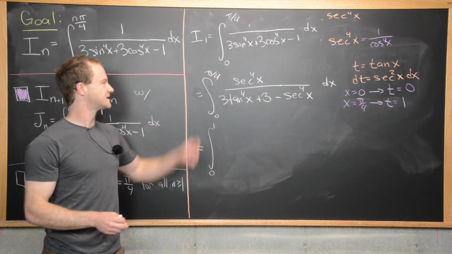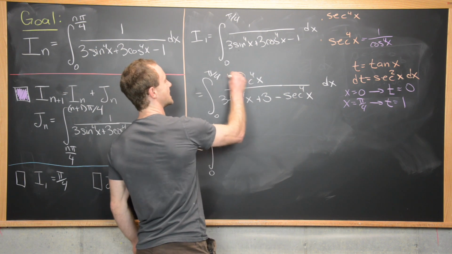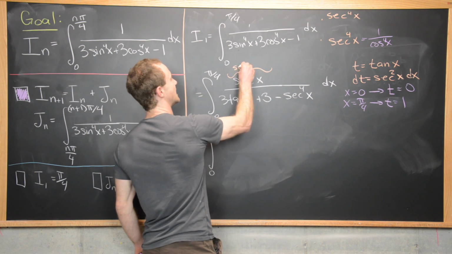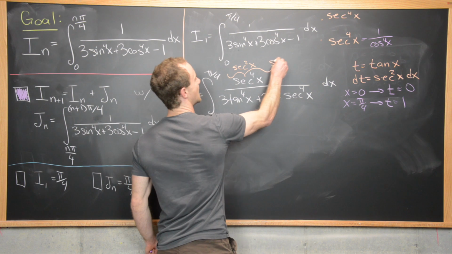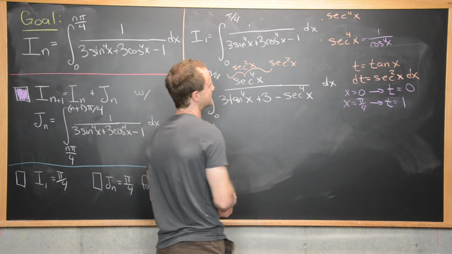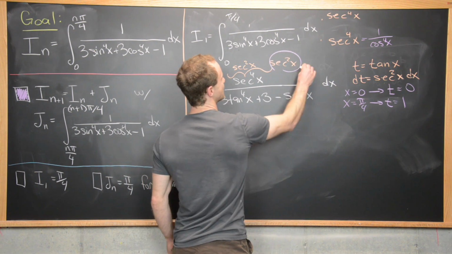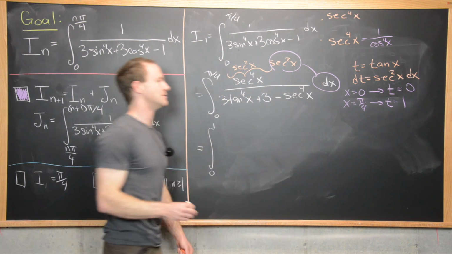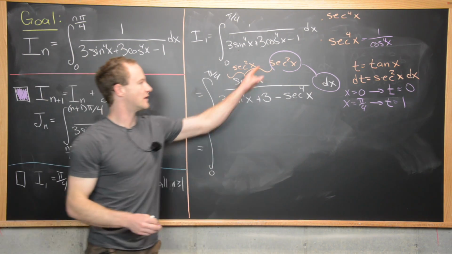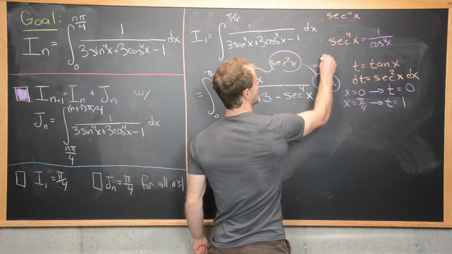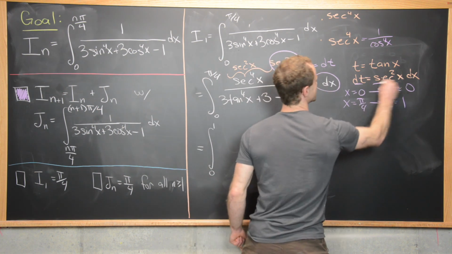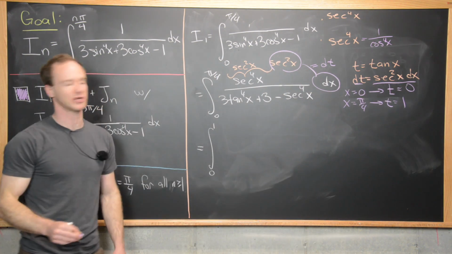Now I'm going to look at this numerator and notice that I can decompose it into a secant squared x times a secant squared x. I'm going to take one copy of that secant squared x and combine it with the dx. So I've got my little earmuffs there. But now this is equal to dt, as we saw over here in our substitution.